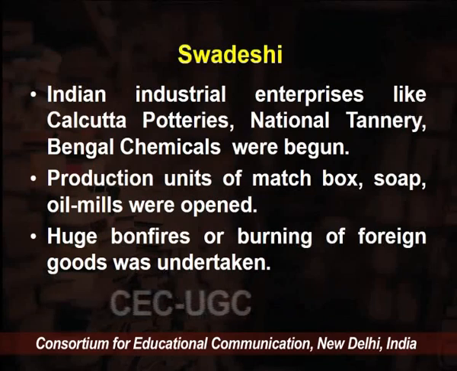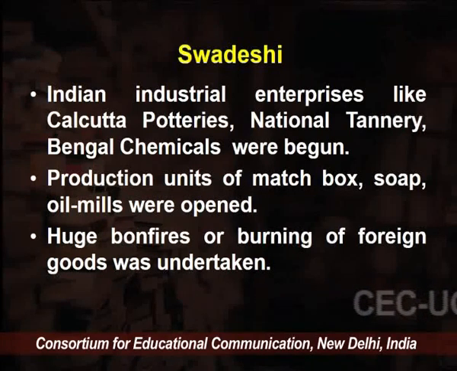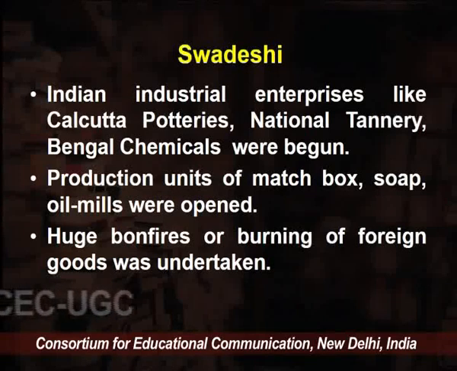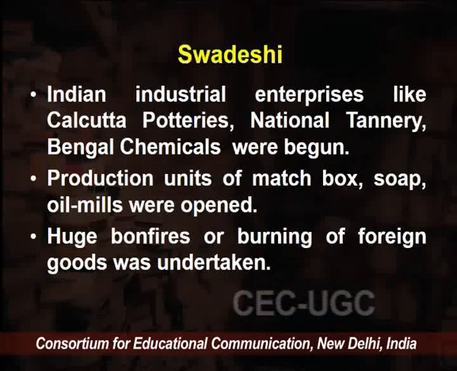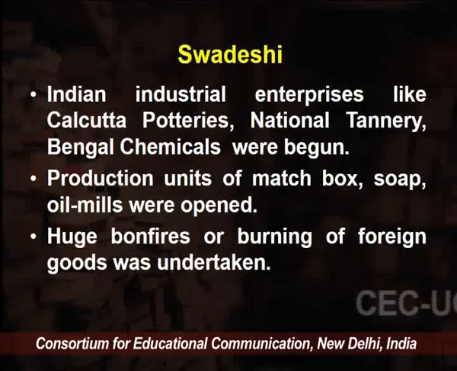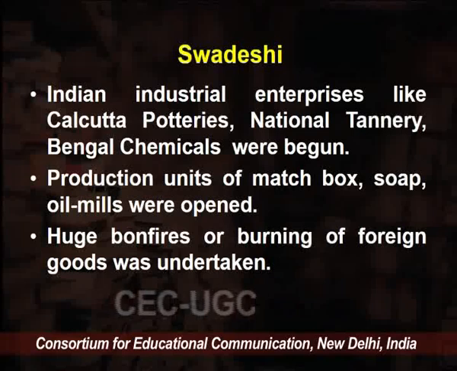We also find that a number of people established a number of industries or enterprises during this time, whether it was Calcutta Potteries, National Tannery, or Bengal Chemicals. All of them were being opened at that point of time, and various consumer products were being made in these units so that they were not imported from Britain.